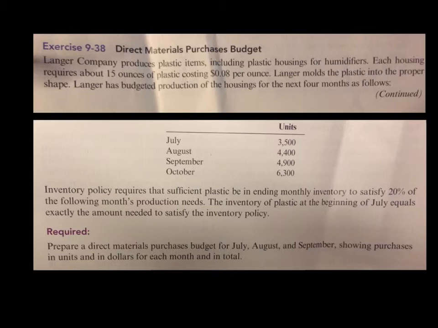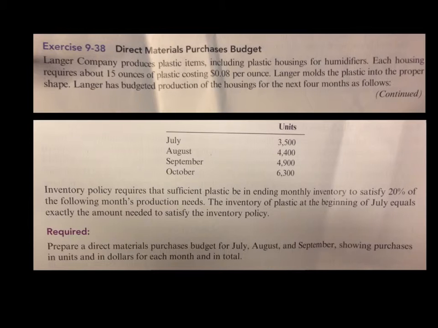The second problem that we will be completing is 9-38 on pages 417 to 418, involving creating a direct materials purchases budget. This reads: Langer Company produces plastic items, including plastic housing for humidifiers. Each housing requires about 15 ounces of plastic, costing 8 cents per ounce. Langer molds the plastic into proper shape. Langer has budgeted production of the housings for the next 4 months as follows.